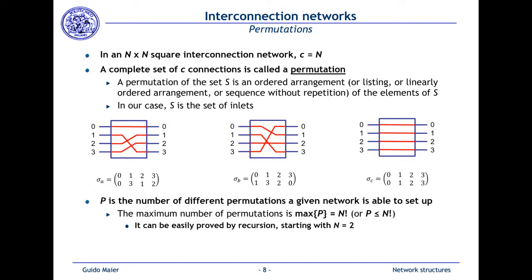Then if you set 0 to 2, here you will have 1-0, 2-1, and 1-1, 2-0. So you notice that in this case the maximum number of permutations is n multiplied by P max of n minus 1. So it means 3 times 2 is equal to 6, that is equal to 3 factorial.